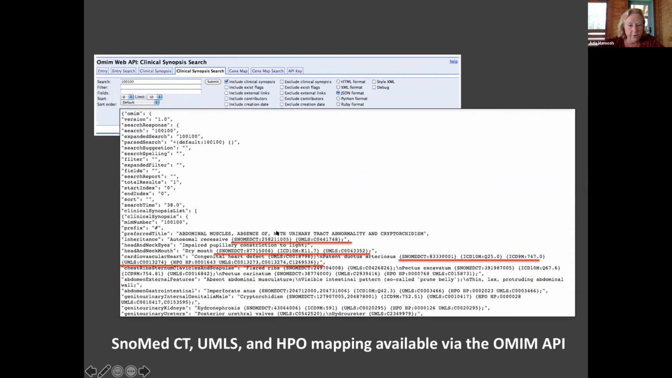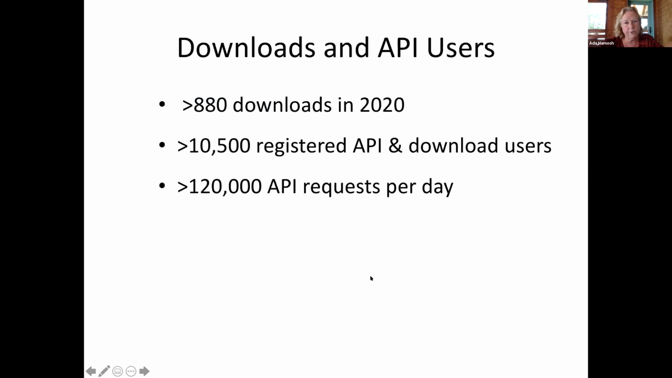And you can see that all the SNOMED and UMLS and HPO terms are all included through the API. So it's a very robust way for computers to talk to each other and to do batch work. We get about 880 downloads in 2020. There are 10,500 registered API and download users, and we get over 120,000 requests per day through the API.